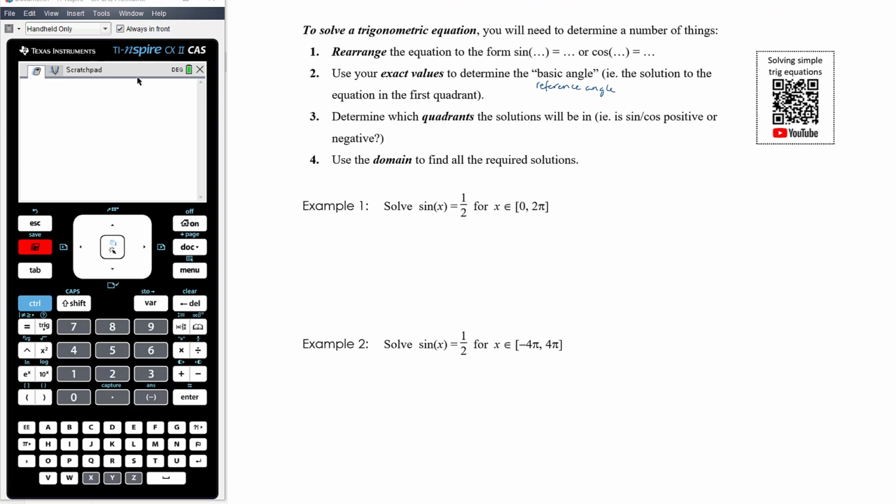Okay, so what we want to think about, first of all, is step 1, making sure our equation is just sine of something is equal to something, which is what we have here, so we don't need to do anything at step 1. Step 2 is to use our exact values to determine what angle we are talking about here, what angle all our solutions are going to be multiples of. So this is where we need to either remember our exact values, or as I said in an earlier video, I'm not an advocate for just remembering the values because you've got no way of knowing whether or not you've remembered them right. So I use the special triangles to generate them.